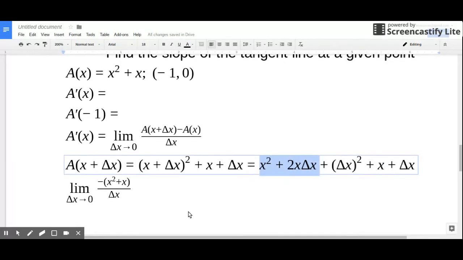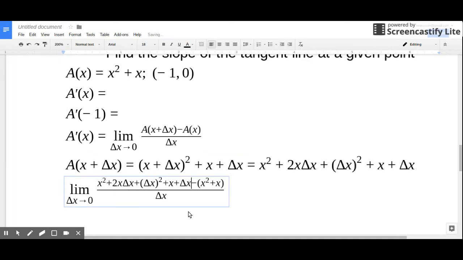Alright. We're going to go ahead and do a little copy paste. Now, let's go ahead and drop these parentheses. Remember, we're distributing that negative across. Okay, so there we go. Now what we're going to do is go ahead and subtract off this function. As you can see, we have a positive x and a negative x, so those are going to subtract off.